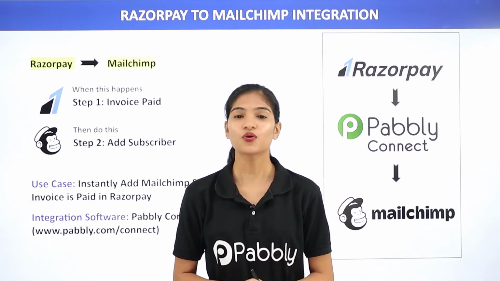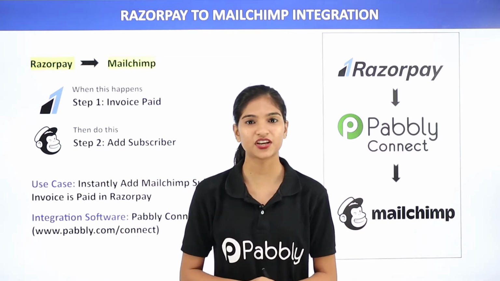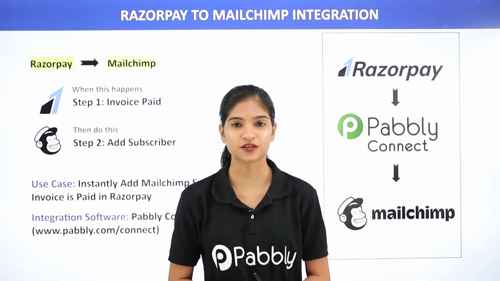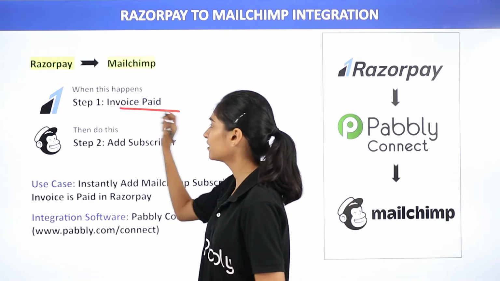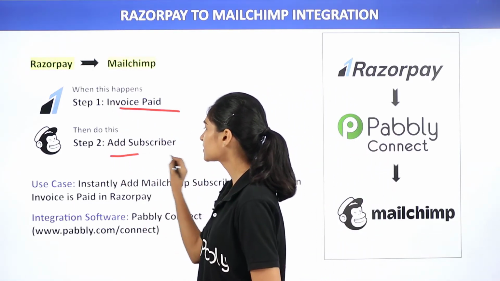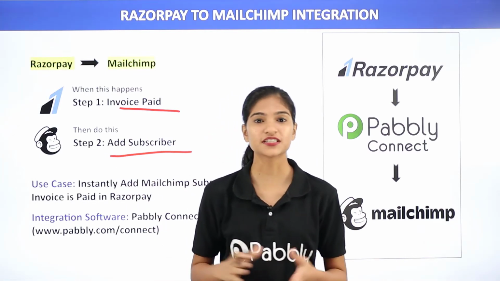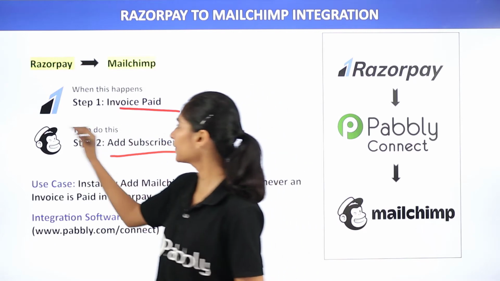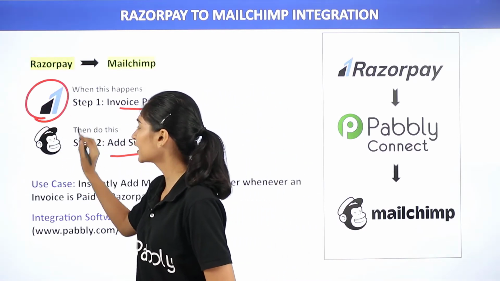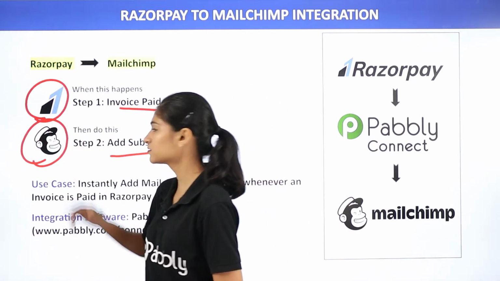Today in this video, we are going to integrate two software applications, Razorpay and MailChimp. The use case here is that whenever an invoice is paid in Razorpay, automatically add a subscriber in MailChimp. First, let us know what these two software applications are all about. Razorpay is an online payment gateway, whereas MailChimp is an email marketing software.